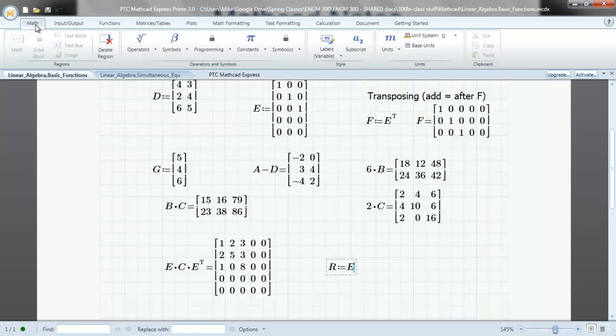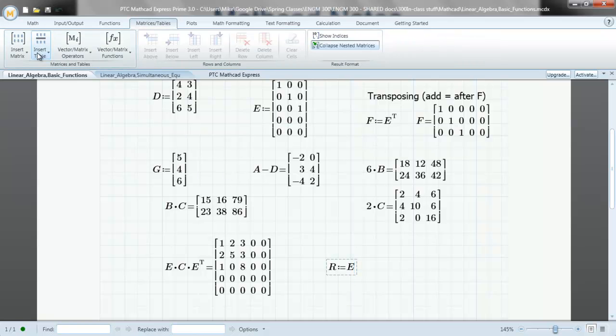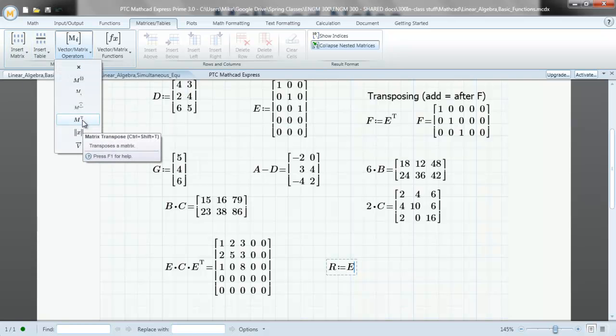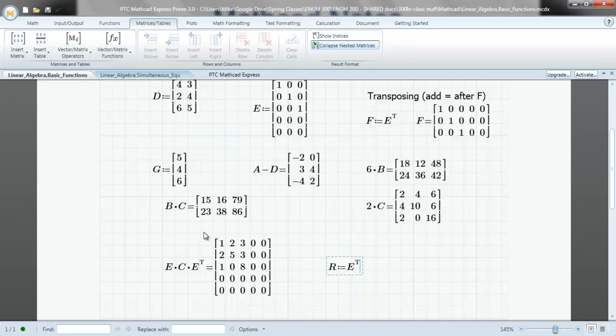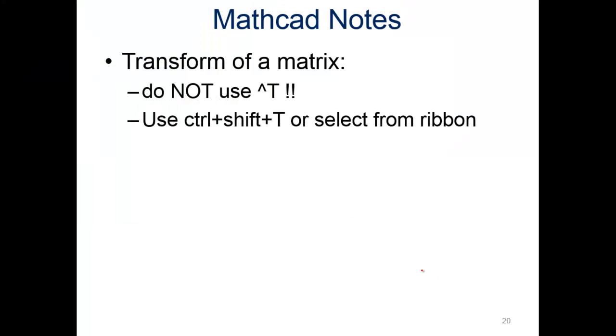The other place you can go is over to the matrix operators, and you can go here, matrix transpose. And you can see there it says Control Shift T for the shortcut there. So click on that, and you get the T there as well, and you get it equals. All right, so two options there. You can go up again, matrix operator on the matrix tables ribbon, or Control Shift T.